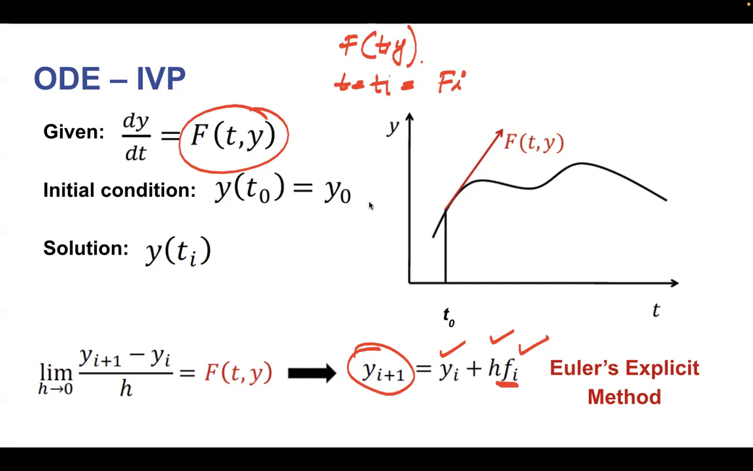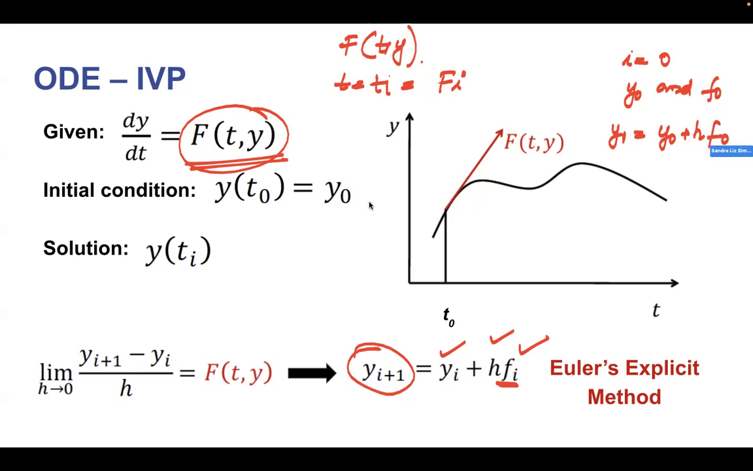So I'll repeat it once again. When you're starting with your calculation, you know the y. So let us imagine i is equal to 0. So what do you know? You know what is y0 and you know what is f0. f0 is nothing but this equation that you have here. Now how do you calculate y1? y1 is equal to y0 plus h times f0.